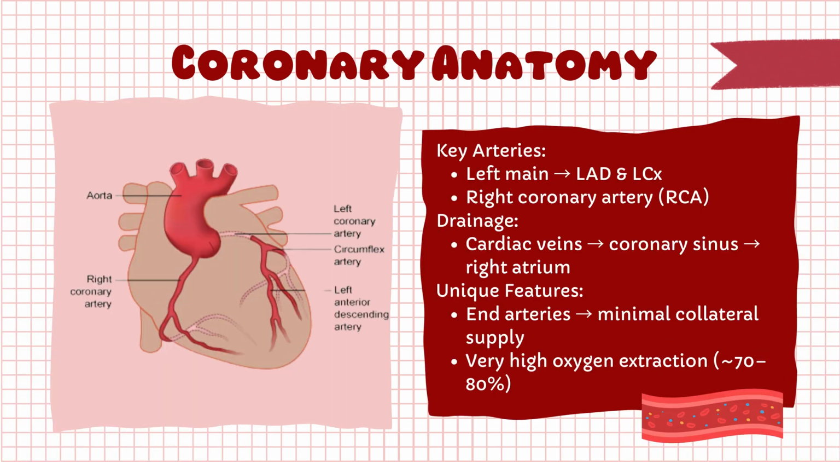The heart receives blood through the coronary arteries. The left main coronary artery branches into the LAD and circumflex. The right coronary artery supplies the right side and part of the conduction system. Coronary veins drain into the coronary sinus, which empties into the right atrium. One key feature: these are mostly end arteries, meaning blockages can lead to infarction with little collateral compensation.